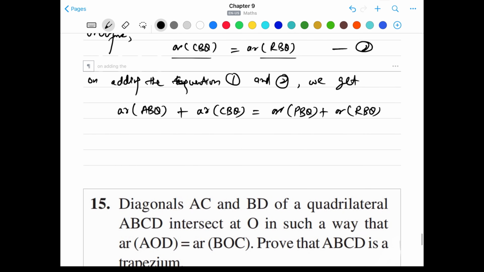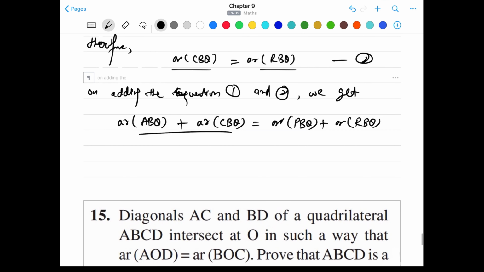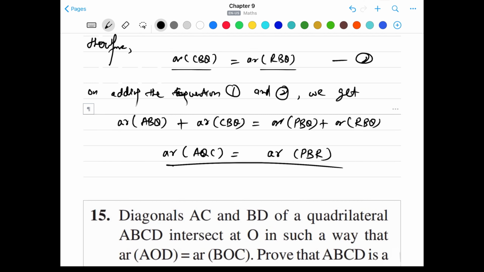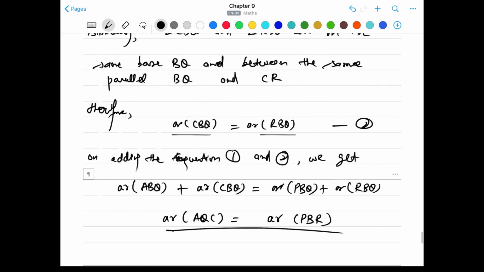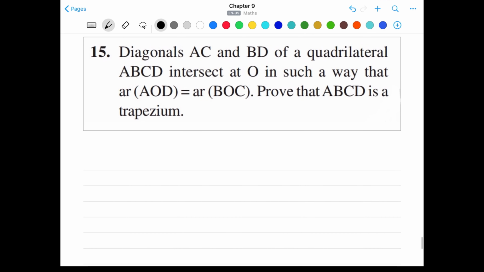Okay, when you add these two, we'll get the result as the area of triangle AQC equals the area of triangle PBR, and this is what we were asked to prove in question number 14. So that's the answer to question 14. Now let's move to question number 15.